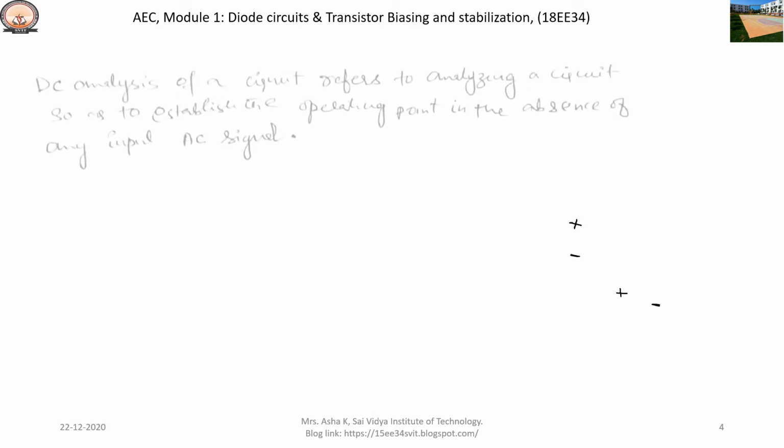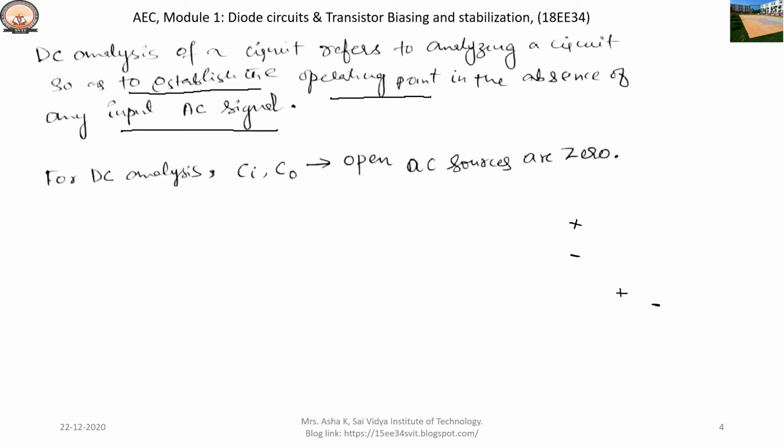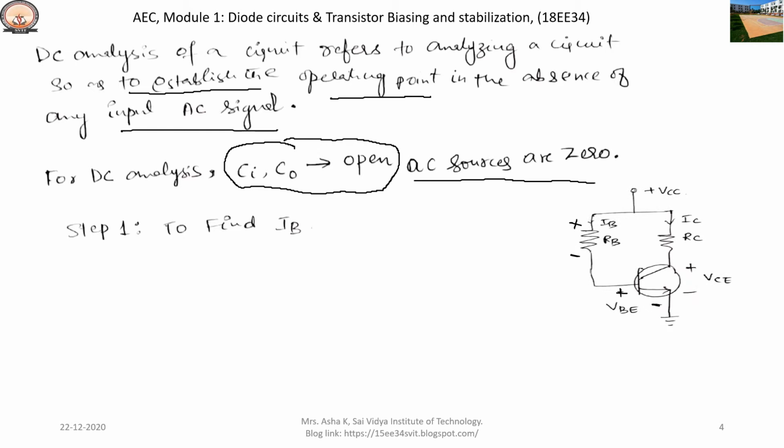Let us now analyze the DC analysis of the fixed bias circuit. It refers to analyzing the circuit so as to establish the operating point or Q point in the absence of an AC signal. For DC analysis, Ci and Co will be open circuited and the AC source is made 0. So, we will consider the DC equivalent circuit of the fixed bias circuit.